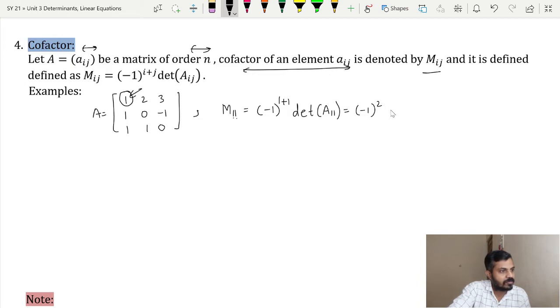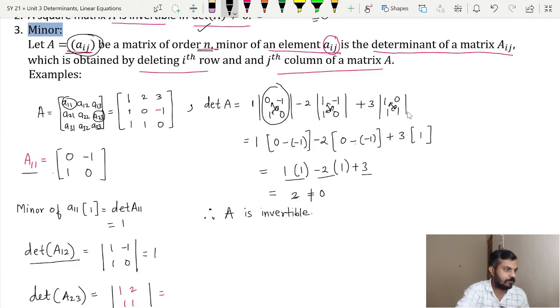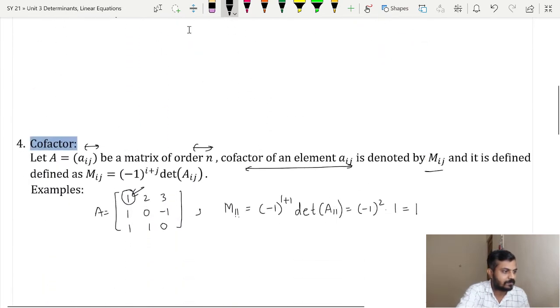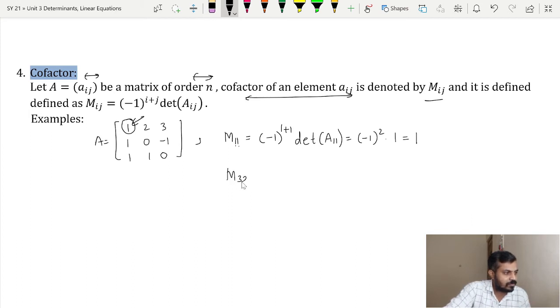So it will be minus 1 square multiplied by 1, which is nothing but 1, and that is nothing but our m11. As you can see here, we got 1, right? Now the next thing is, what about m12? Similarly we can find m12 as well, m12, m13. Let us go out of the box and try to think what will be m32.